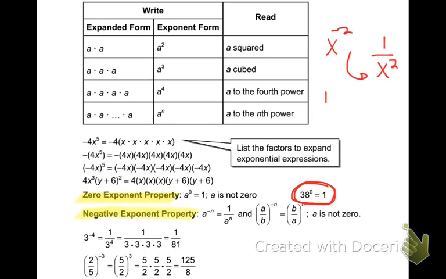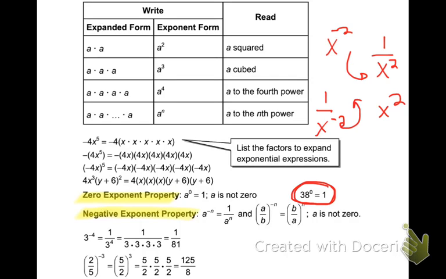Well, let's say I have 1 over x to the negative second. If it's negative on the bottom, where is it going to be positive? On the top. So I have to move negative exponents. Negative exponents always have to move. We do not like negative exponents. Negative exponents means I have to move the exponent.